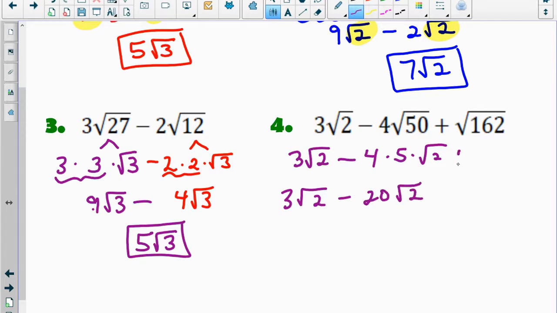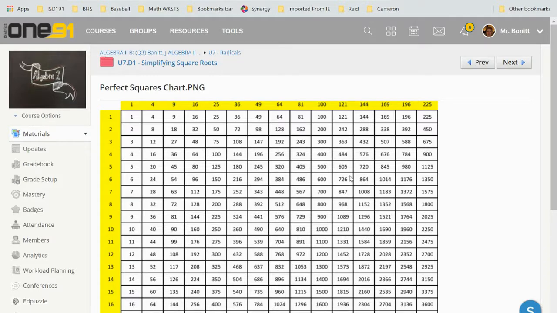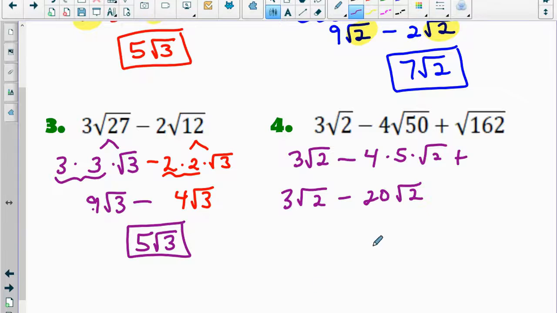We still have one more part. Okay, the square root of 162. Oh boy, that's a pretty big number. Better use my chart on that one. Let's see if I can find 162 in one of my lists. There it is. It's 81 times 2. So the square root of 81 times the square root of 2 is that square root of 162. Should have kind of grouped those together so you could see where it all came from.